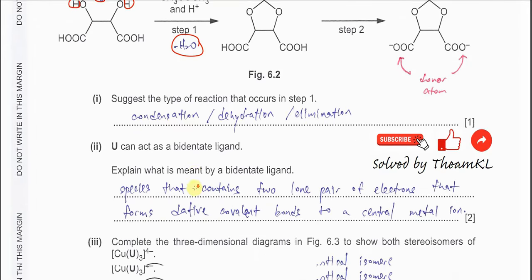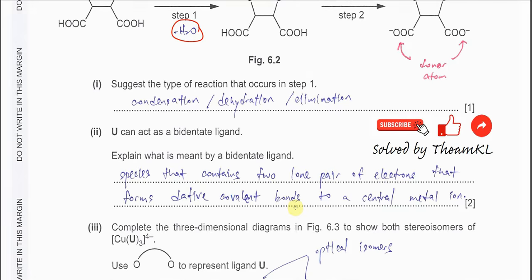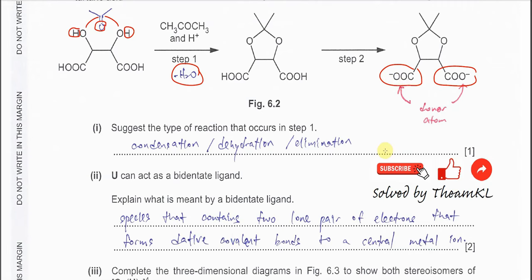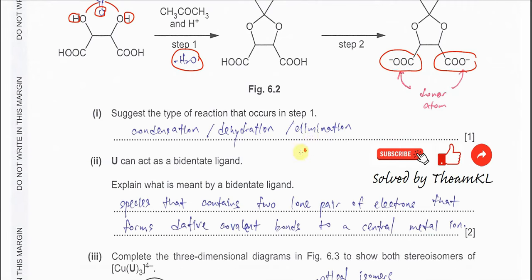Okay, part 2. U can act as a bidentate ligand. Okay, this is U. A bidentate ligand because of this carboxylate. So because this one has the lone pair donor on the oxygen here, on the oxide COO negative. So therefore it can be a bidentate ligand.